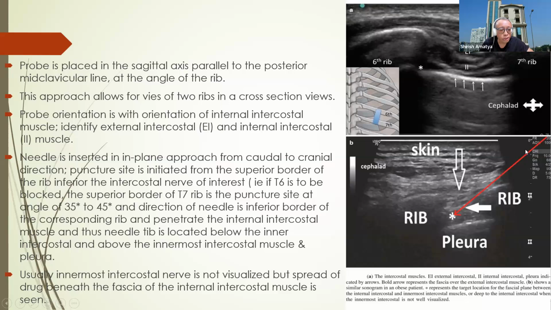So we puncture the skin at the superior border of the lower rib, and the direction of the needle is towards the inferior border of the upper rib, at an angle of 35 to 45 degrees. The end point of the needle is above the pleura and the innermost intercostal muscle, just below the desired rib, which we have to block.